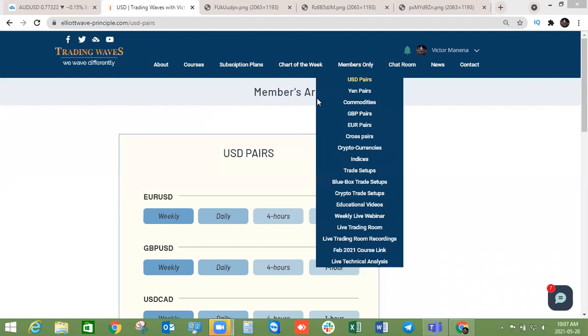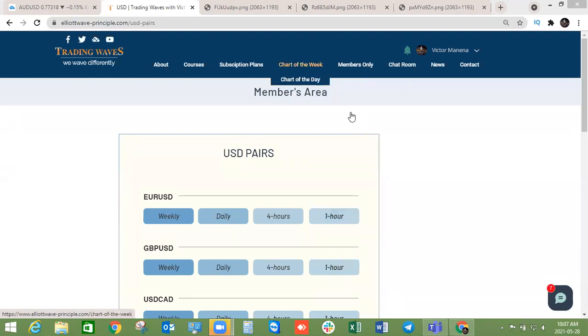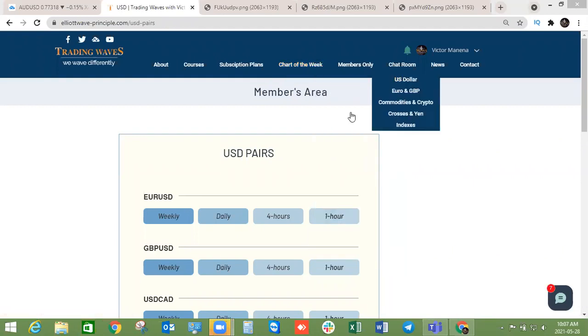Let me just check if there's anything else that's important to know here. And the members commodities, you can see that those are all the pairs. Then there's the chart of the week. This is accessible to anyone who comes to the website. Then we will be looking into doing the weekend webinar for members only.